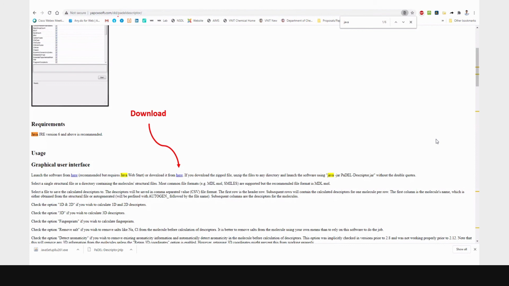You can see here, PaDEL descriptor. This is the name of the software. So if you go to this particular website, you have to download the software from this link. Now, two options are actually given, they are mentioned here at this place, but don't use this link. Use this. Same thing I asked you last time also for Open Babel.